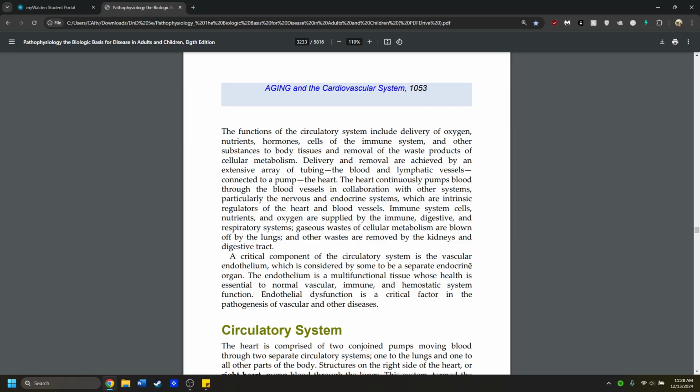A critical component of the circulatory system is the vascular endothelium, which is considered by some to be a separate endocrine organ. The endothelium is a multifunctional tissue whose health is essential to normal vascular, immune, and hemostatic system function. Endothelial dysfunction is a critical factor in the pathogenesis of vascular and other diseases.